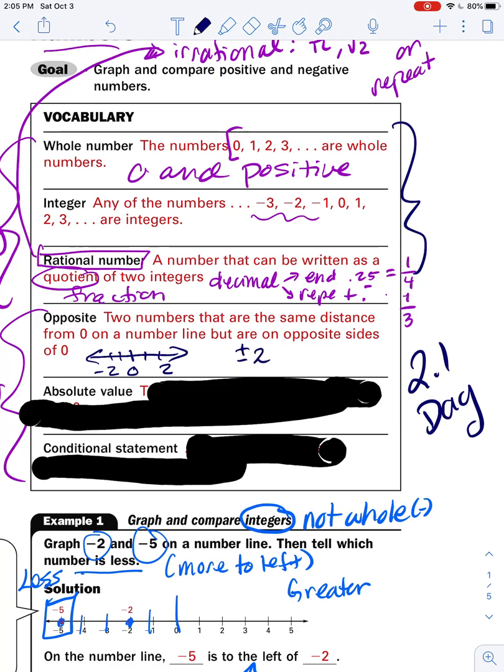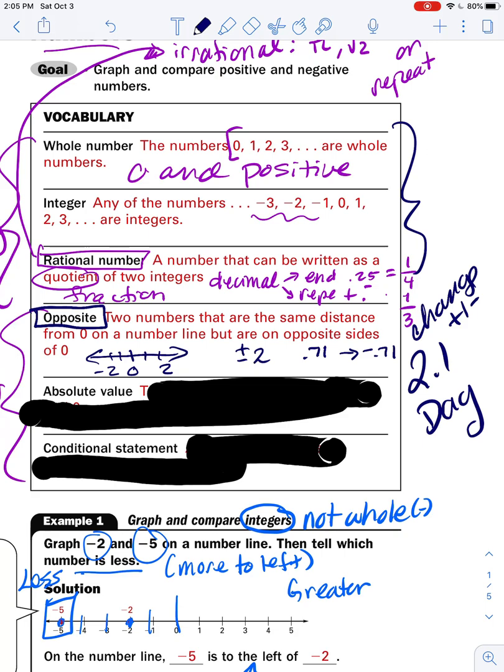So if I had 0.71, its opposite would have to be -0.71 because they would be the same distance from zero, just going in opposite directions. So kind of get that through your head. If you ask for the opposite of a number, you're going to change the sign. So you're going to change it from plus to minus or minus to plus.